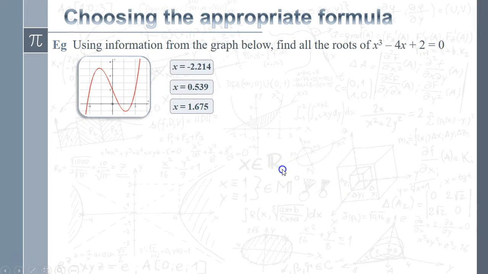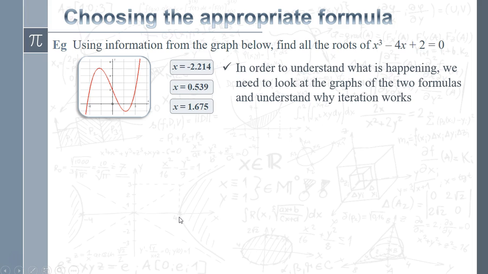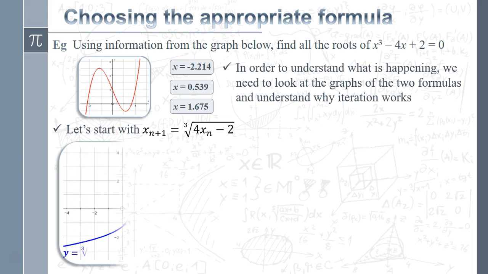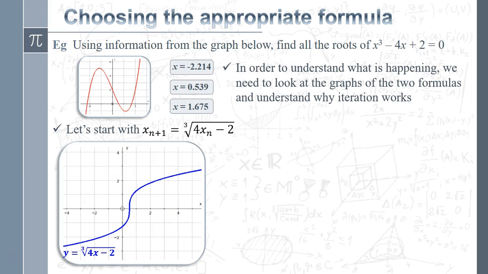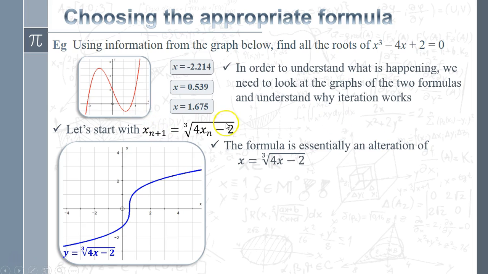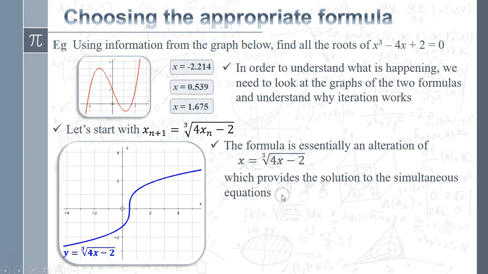So there's our 3 roots, and in order to understand what's going on, we just need to look in a little bit more detail at the actual graphs of the iteration formulas. So let's start with that one. What I've done is taken my iteration formula, and the blue line is just the curve y equals the cube root of 4x minus 2. I've taken out the iterative part of it, and this gives us the solutions to the simultaneous equations y equals x and y equals cube root of 4x minus 2.